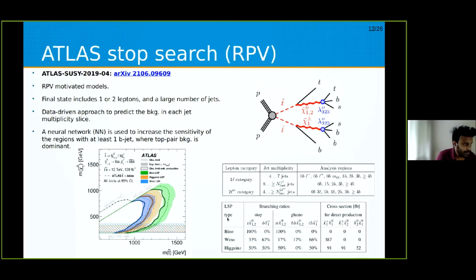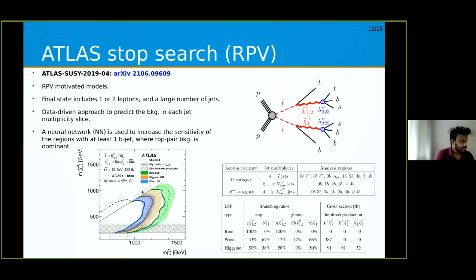And several LSP types are considered: a Bino LSP, Wino LSP, or Higgsino LSP. The branching ratios are set differently for each of these cases. And this uses final states with 1 or 2 leptons and a large number of jets. A neural network is used to increase the sensitivity of the regions with at least 1 b-jet, where you will have a very large background from the top pair process.